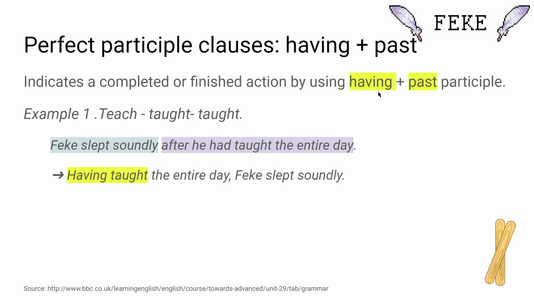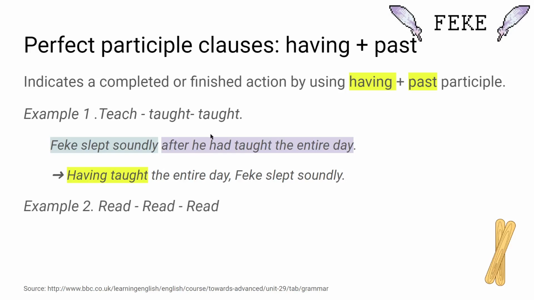We move having to the beginning. We take the verb taught, put it after having, and it creates the perfect participle clause. Having taught the entire day, Fikke slept soundly. So the having indicates an action being finished.